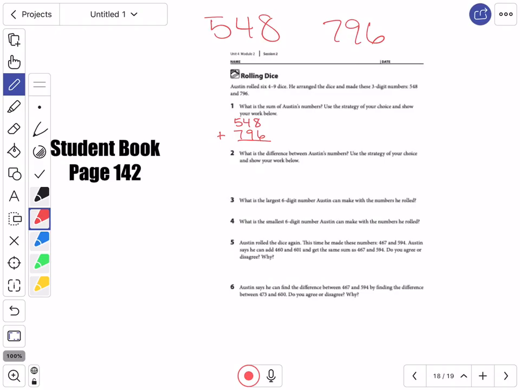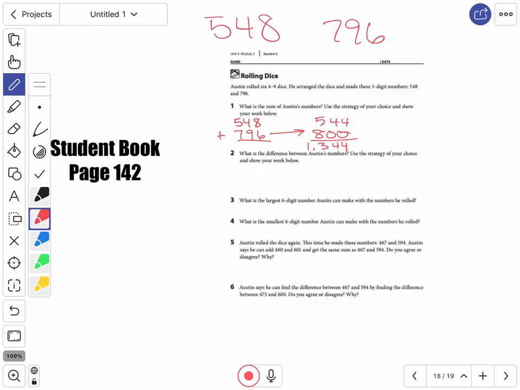796 is really close to 800. It's only 4 away. So if I turn this into 800, I'm using the give and take method. If I gave 4 to 796 to turn it into 800, I'm essentially taking away 4 from the top number, so it's 544 plus 800. So my answer is 1,344 because 4 plus 0 is 4, 4 plus 0 is 4, and 5 plus 8 is 13. Okay, so there's that one.